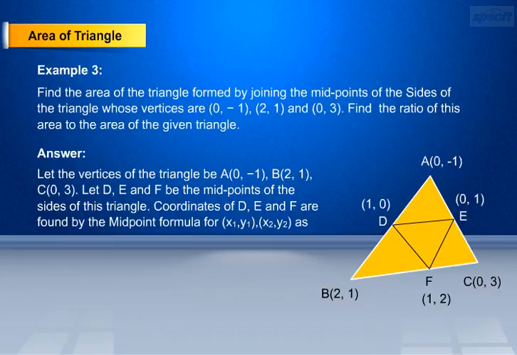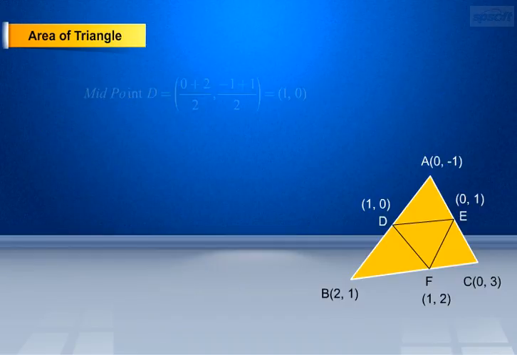Then coordinates of D, E, and F can be found by the midpoint formula for (x1, y1), (x2, y2), as (x1 plus x2) divided by 2, (y1 plus y2) divided by 2. D is the midpoint of A and B, therefore substituting the values in midpoint formula, we have midpoint D equals (0 plus 2) divided by 2, (-1 plus 1) divided by 2 equals (1, 0).